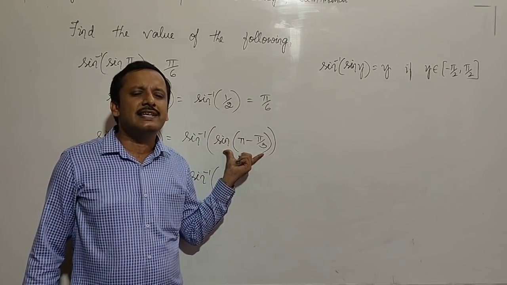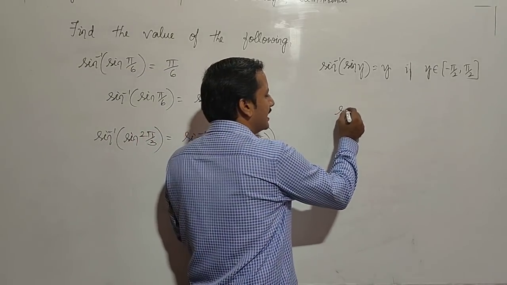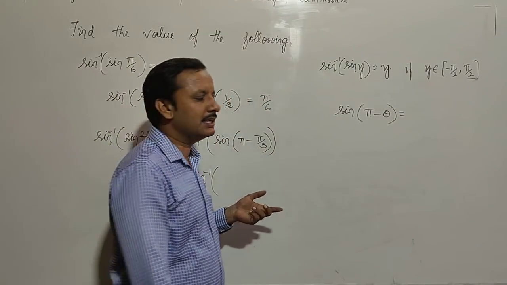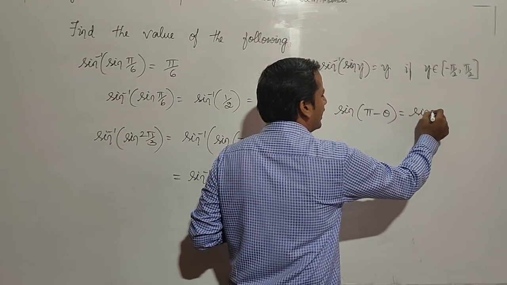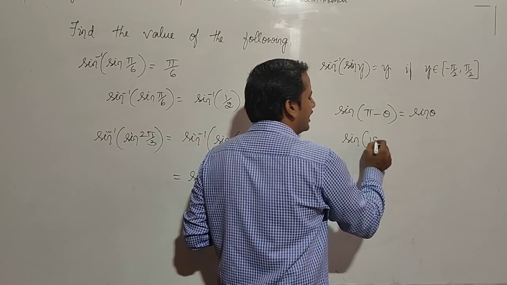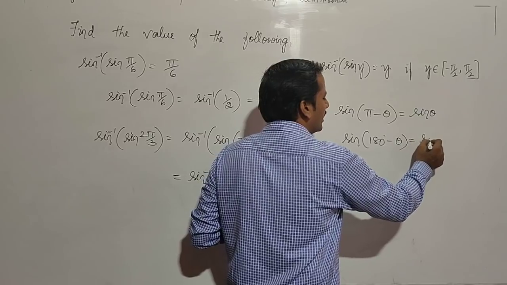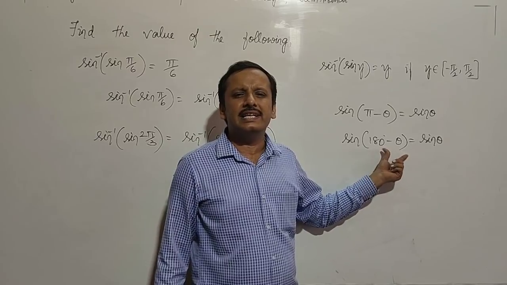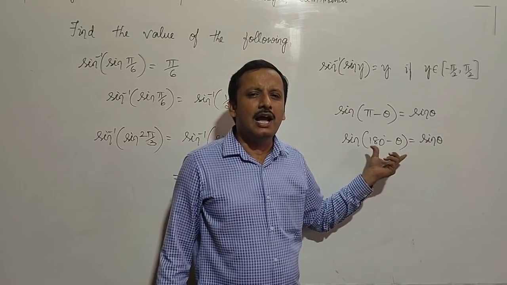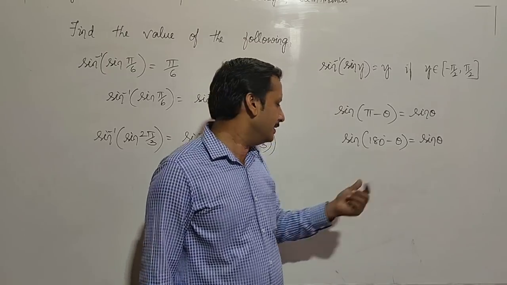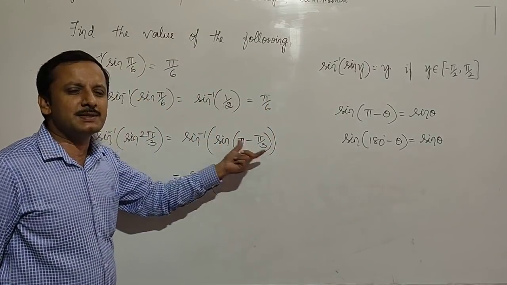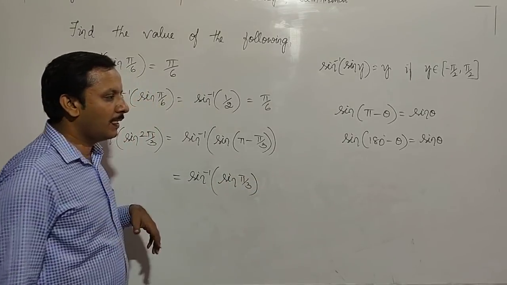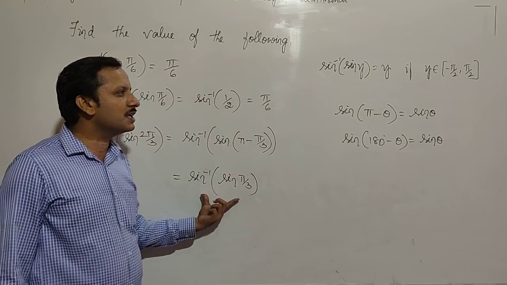This looks like sine of pi minus theta. You have studied this in your first PUC, that sine of pi minus theta is equal to sine theta, or in terms of degrees, sine of 180 degrees minus theta. You know that in the second quadrant sine is positive, so sine of 180 minus theta is equal to sine theta. I am making use of this formula here, so sine of pi minus pi by 3 I will write as sine pi by 3. So now sine inverse of sine pi by 3.